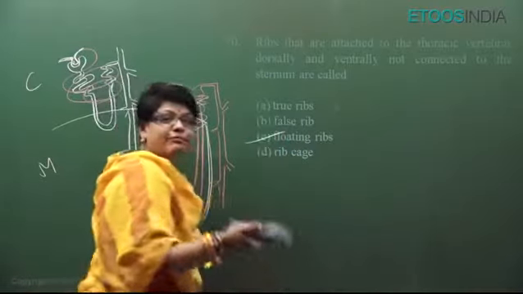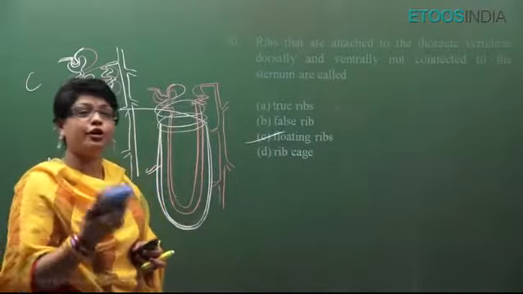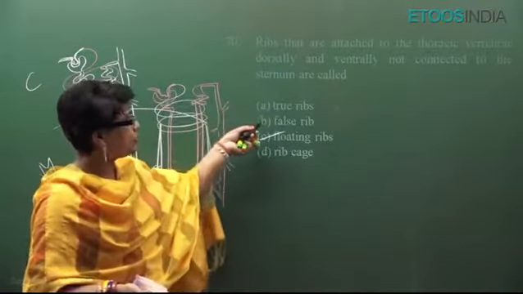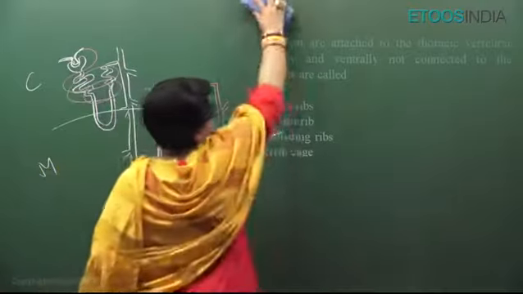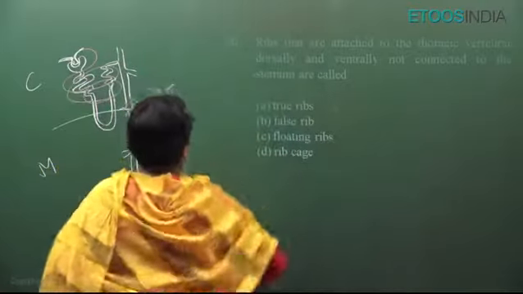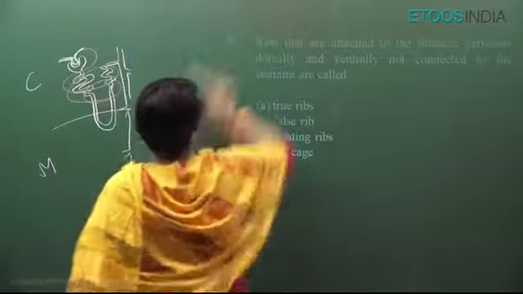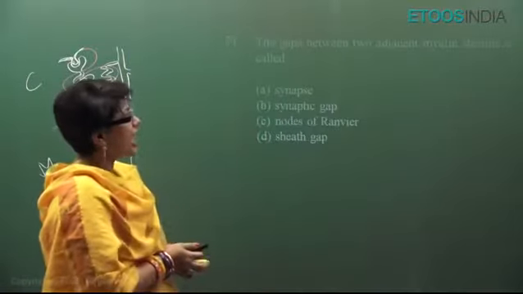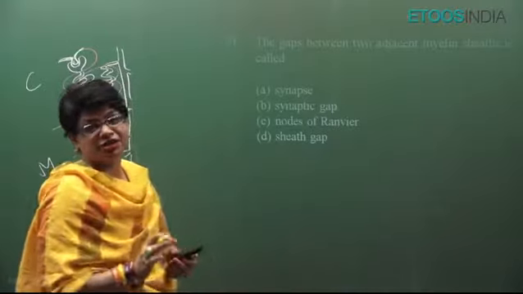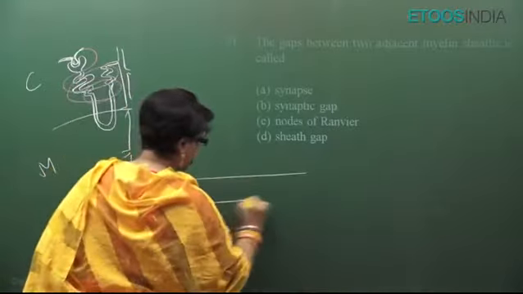Students, this is very, very important. True, false and floating ribs. A lot of questions come. The first 7 pairs, the next 3 pairs and the last 2 pairs. The function of the floating ribs is to protect the kidneys. Alright? Very, very important. Now, the gaps between two adjacent myelin sheaths are called... Now, we know this is the axon.